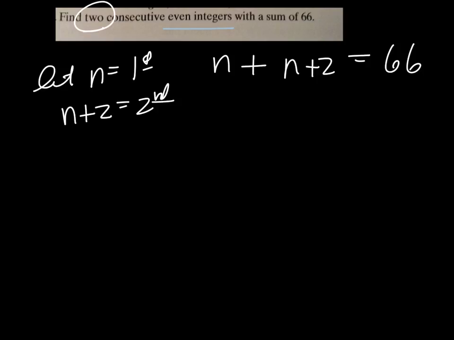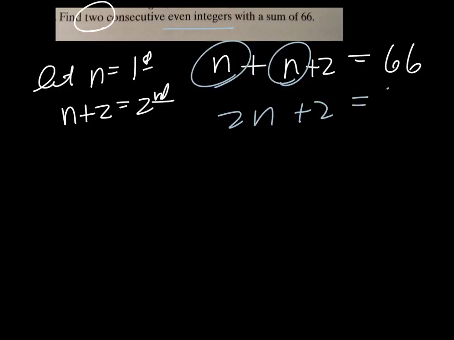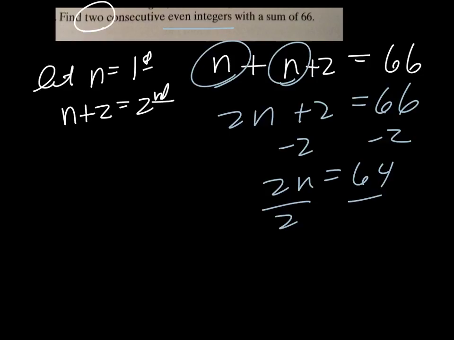So, like terms, n and n, right? 1n and 1n is 2n. Bring down the plus 2 equals 66. Now it's just our multi-step equations. Minus 2, minus 2. 2n equals 64. And then we divide off the 2, divide off the 2. You got it. N is 32.